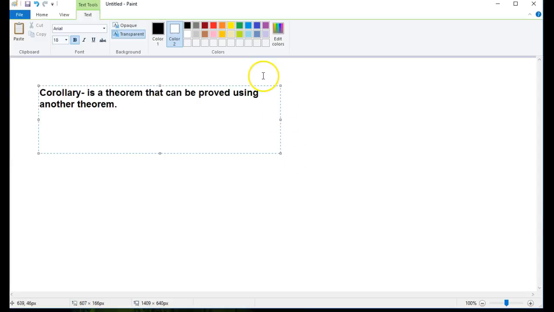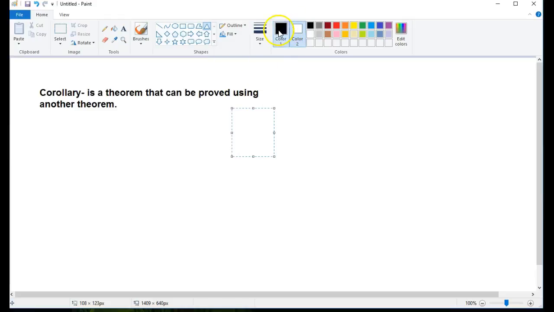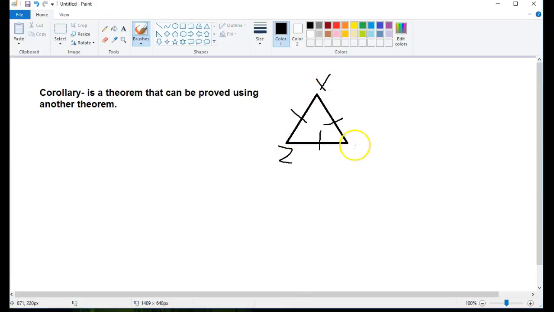So the first one is if we have three side lengths of a triangle being equal, that means the angles will be equal. So if we have a triangle like this, and we are told that these three sides are congruent, sides Z, X, and Y, then the angles would be congruent.